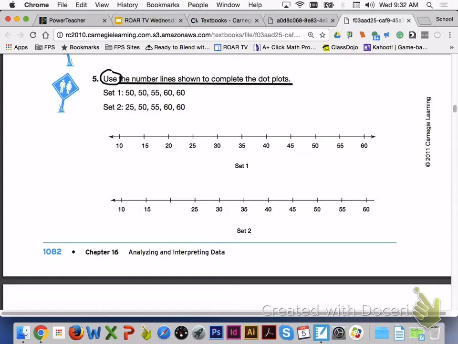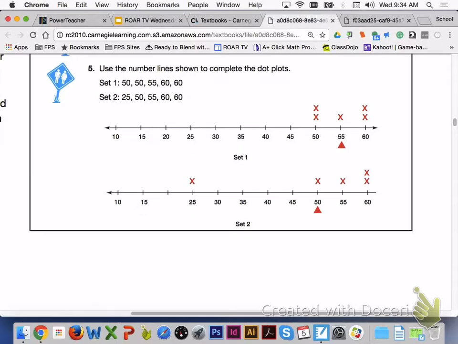Please answer number 5. With your group members, you will be plotting the data sets on the two separate number lines. For number 5, here is what your dot plot should look like for set 1, and here is what your dot plot should look like for set 2. Please check over your dot plots with your group members to make sure that your X's are properly placed on the number line.